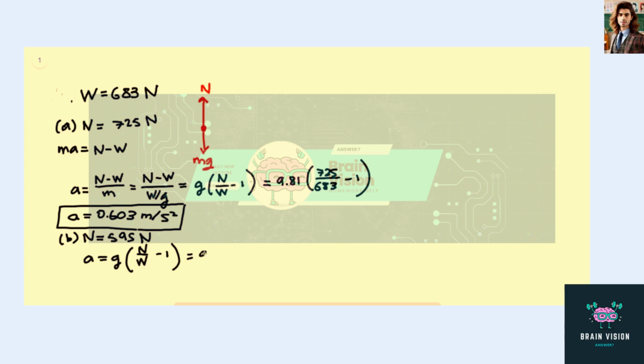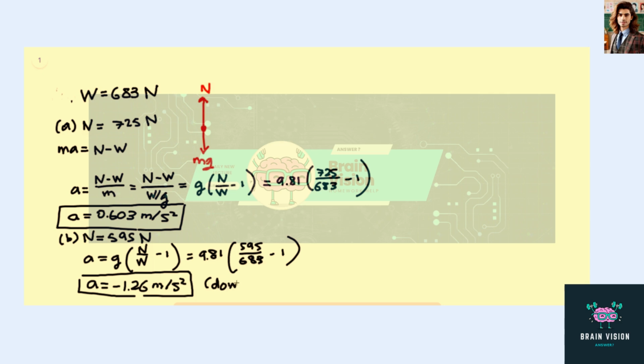So we plug in our numbers of 9.81 meters per square second, normal force of 595, over 683, minus 1. Plug in the numbers, and we get negative 1.26 meters per square second, so slightly stronger acceleration than before. And then the negative sign is significant because it means that the acceleration is directed downward, whereas before we saw that we got a positive acceleration, so the acceleration is directed upwards, and that's the interpretation of the sign.